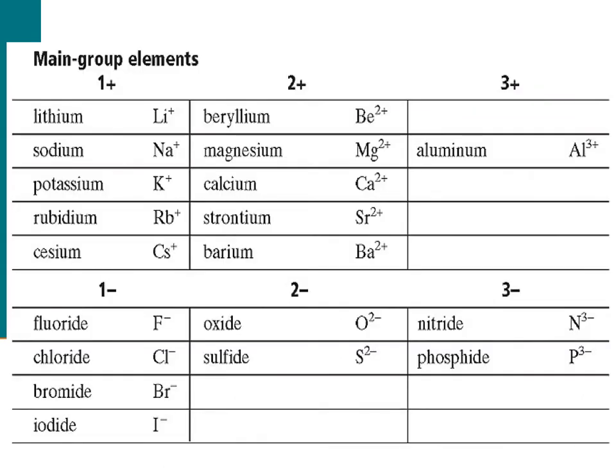This is a chart just showing the main group elements. We've already talked about these and have shown their charges, but this shows at the bottom you can see all of these anions and how we put "ide" on the end. So fluoride, chloride, bromide, iodide, oxide, sulfide, nitride, and phosphide.